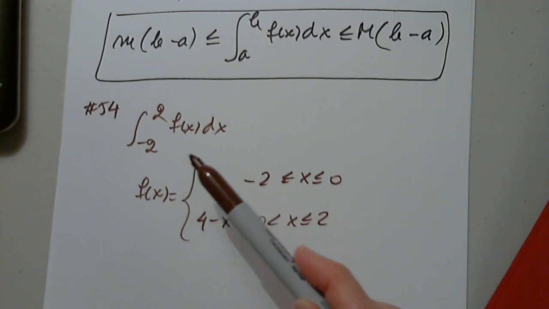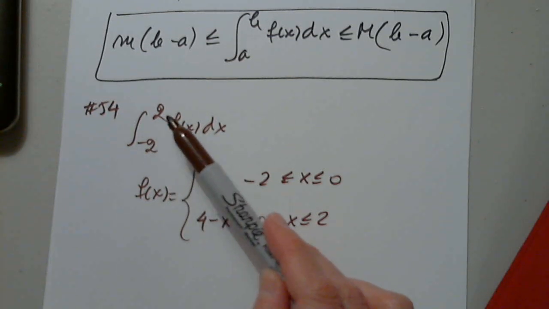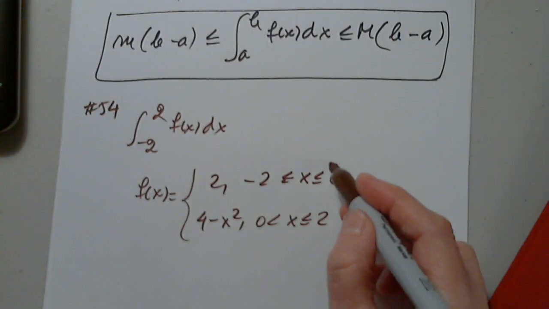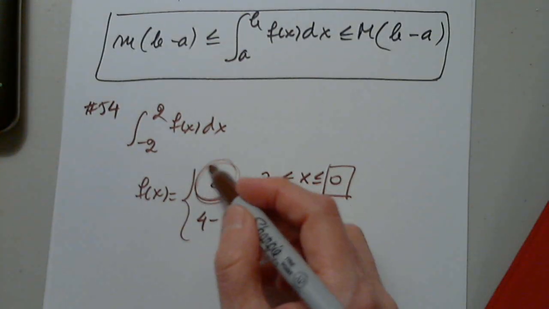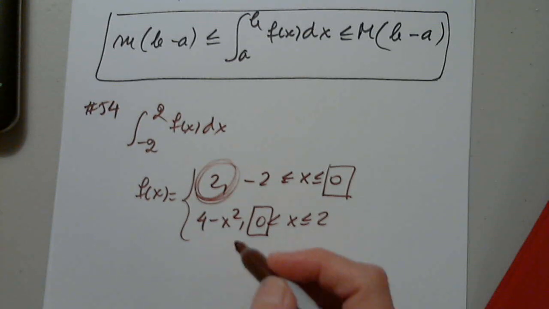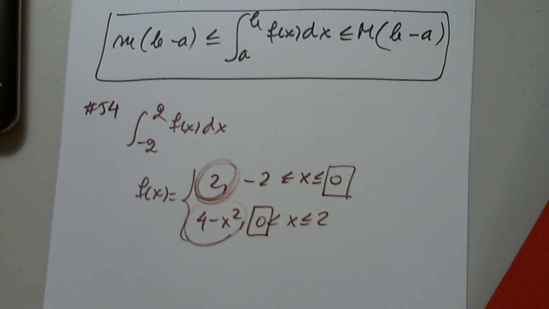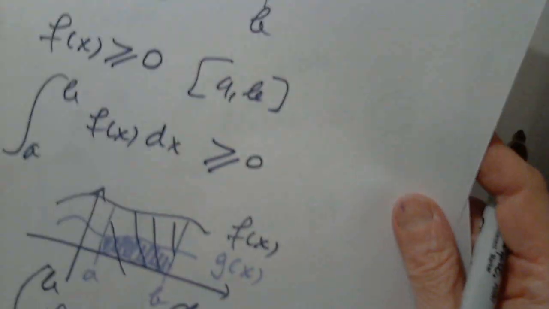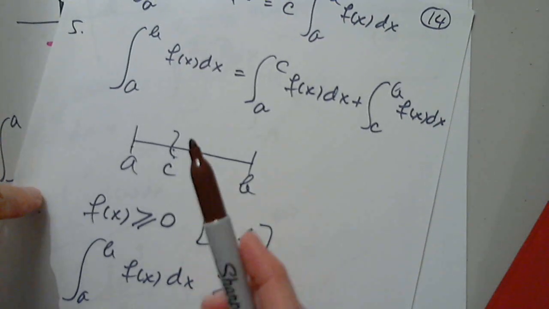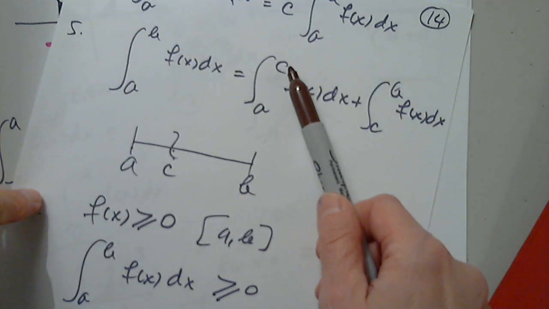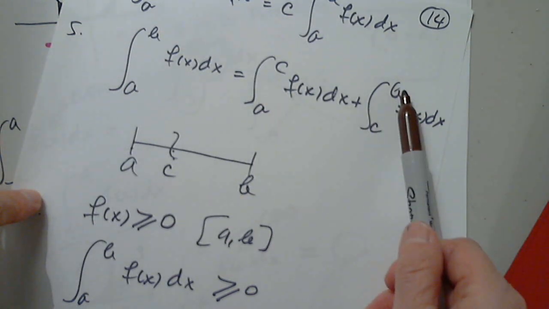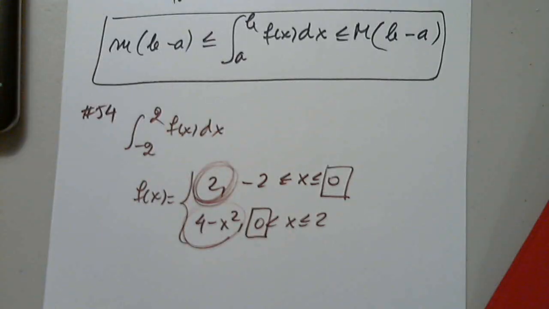So in order to determine the integral between -2 and 2 of f of x dx, I realized that there is a break at 0. So between -2 and 0, this is the function, and between 0 and 2, this is the function. So the splitting property works perfectly here: from -2 to 0 plus from 0 to 2. So we are using property 5.